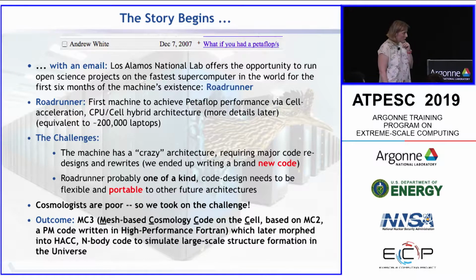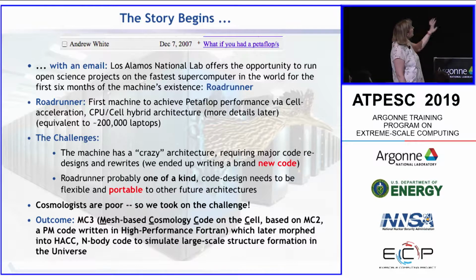So Andrew White was, at the time, at Los Alamos National Lab in charge of supercomputing. Very smart guy, very big. He actually was a quarterback. And he sent us this email saying, what if you had a petaflop? And in 2007, nobody had a petaflop, so that was actually pretty exciting. Now probably this email would read, what if you had an exaflop, or even beyond that. And the machine that Los Alamos was planning to get was called Roadrunner. It was the first machine that was supposed to achieve this petaflop performance.